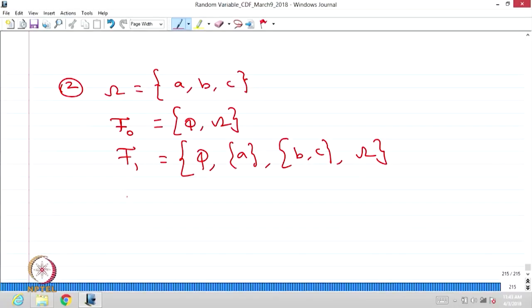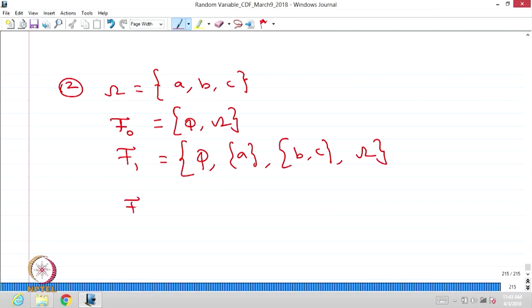Similarly, I can go for another sigma field keeping B separately and A and C together. Similarly, I can go for another sigma field keeping C separately, A and B together. That means I can create two more sigma fields of similar kind.